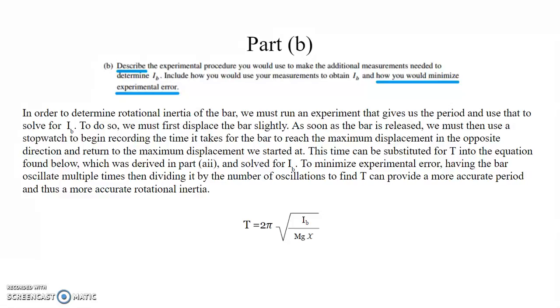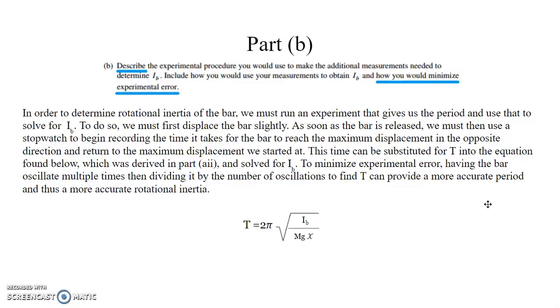And these 2 variables are period and the inertia itself, IB. So using this information, we can begin designing the experiment. Since they want us to calculate IB, it would be much easier to solve for t and then plug that into our equation and get IB as opposed to the other way around. So in order to determine the rotational inertia of the bar, we must run an experiment that gives us the period and use that to solve for IB.